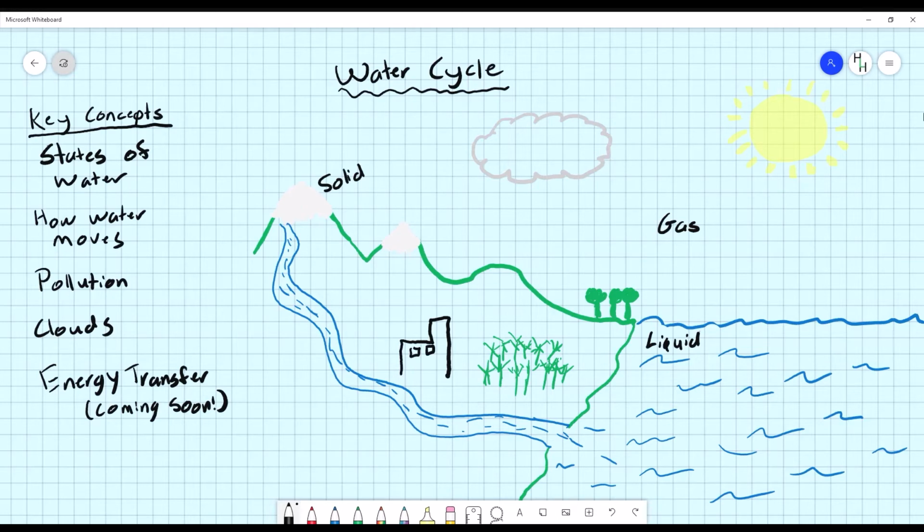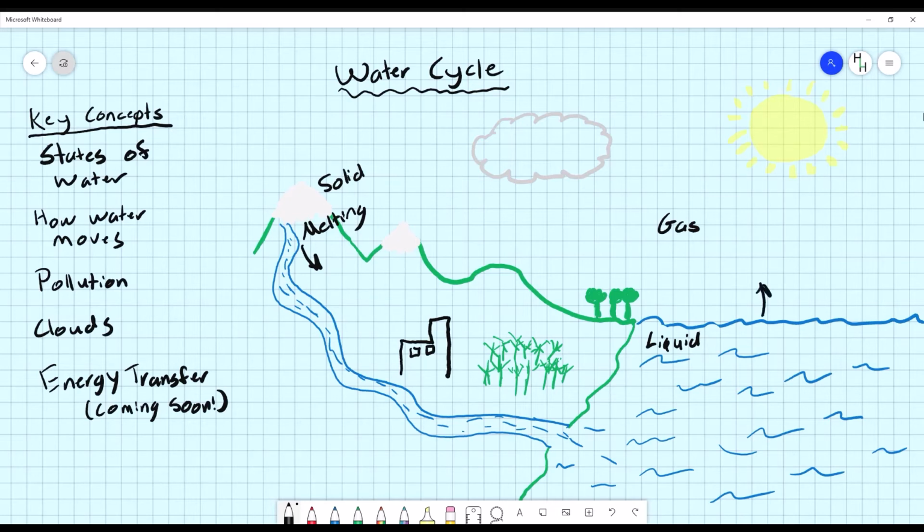Now that we have our states of matter, we're going to look at how water moves through the cycle. And to do that and make it simple here, we're going to look at one drop of water and its journey through this pretty simple picture that I have here. So we're going to picture that this drop of water is frozen in the ice at the top of this mountain. And over time, that ice melts, and the water flows down this river or stream from the top of the mountain into our larger body of water here.